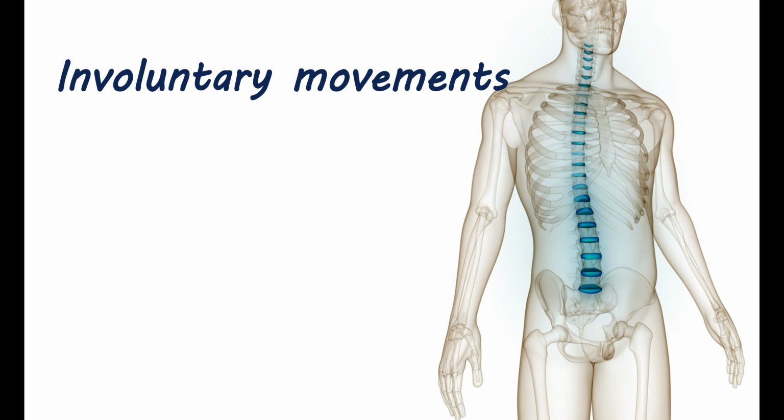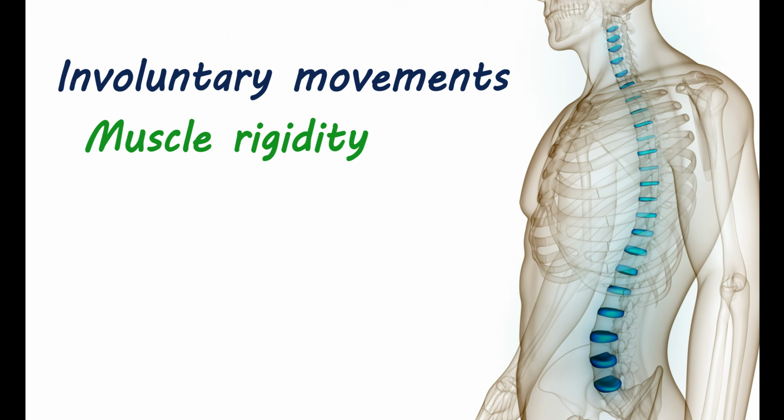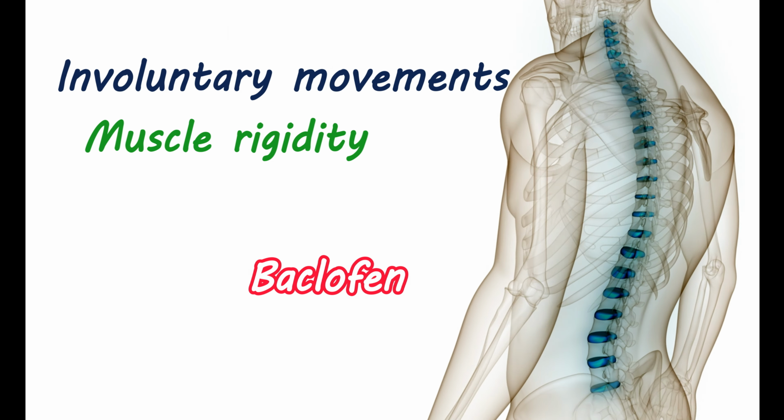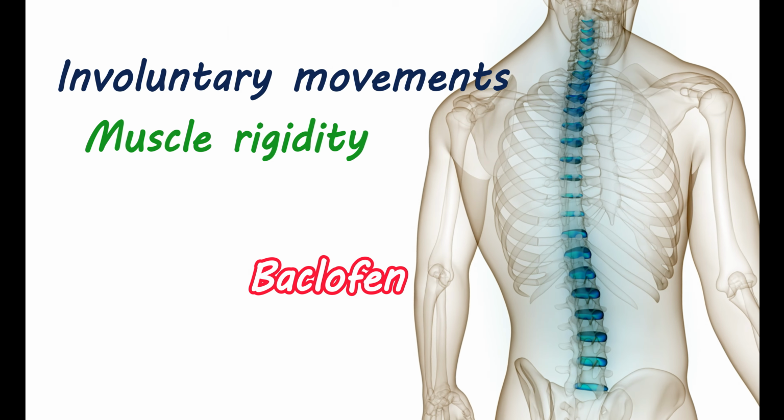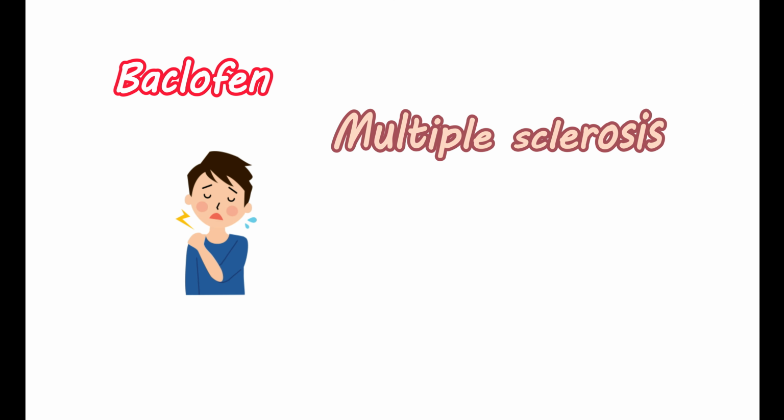Involuntary movements and muscle rigidity can be observed due to any damage to the spinal cord. Therefore, Baclofen can be used to treat spasticity associated with spinal cord injuries or spinal cord diseases. Baclofen is also used to treat spasticity that is associated with multiple sclerosis.